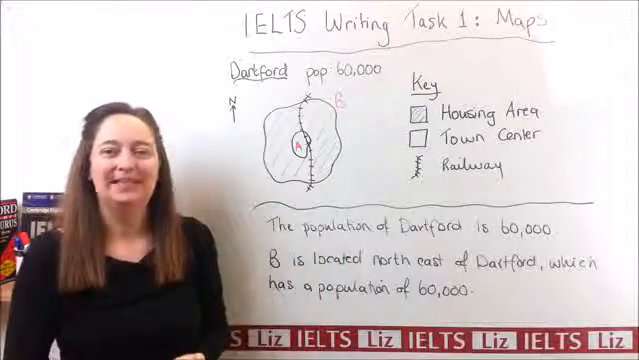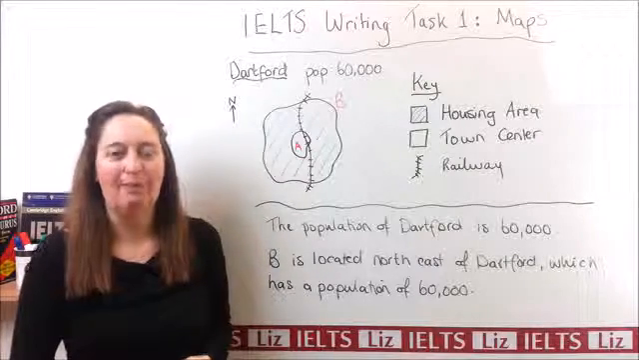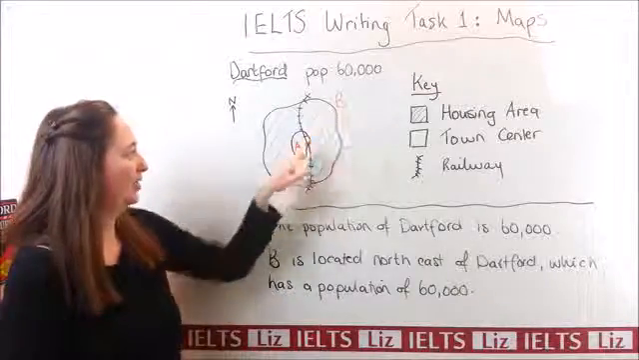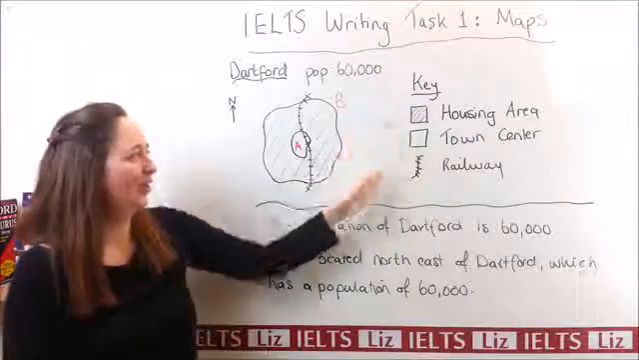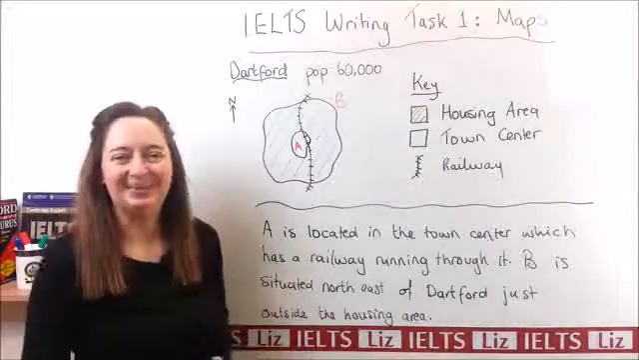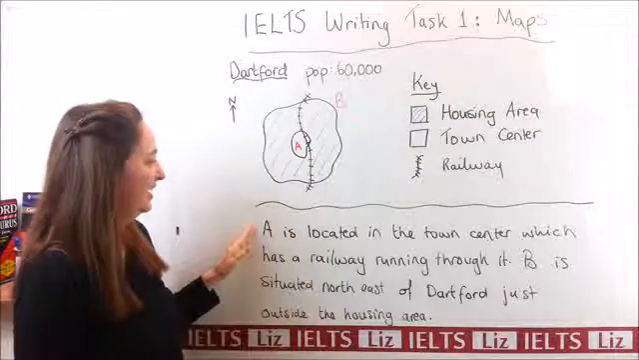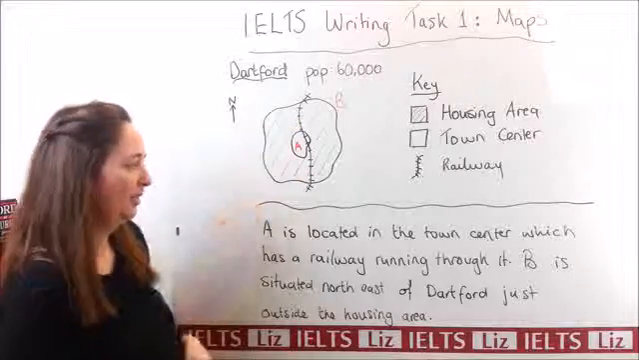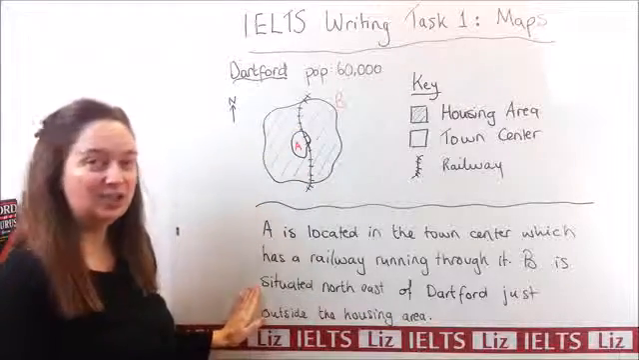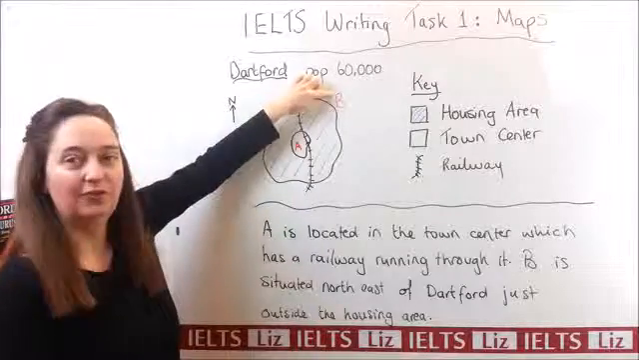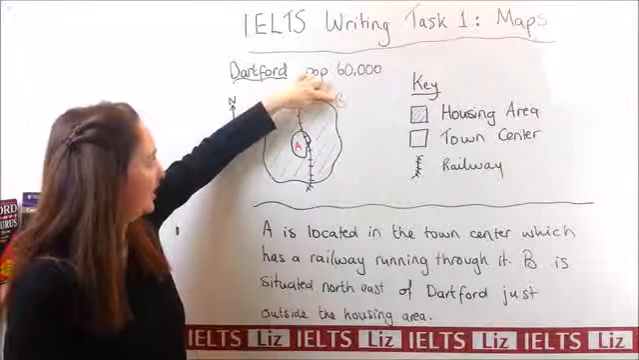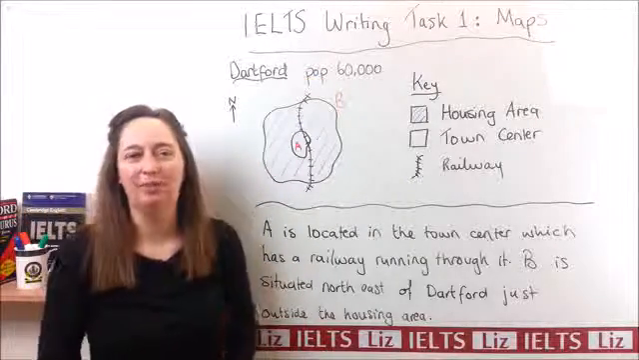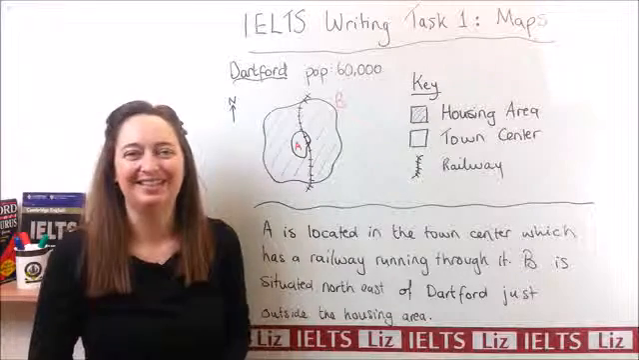Now, before I give you a link to see a Band Score 9 model map, let me give you a complex sentence to describe the location of these 2 places using all the language that we've learnt today. And here we have the sentences. A is located in the town centre, which has a railway running through it. B is situated northeast of Dartford, just outside the housing area. So that is how you describe locations on a map for IELTS Writing Task 1.